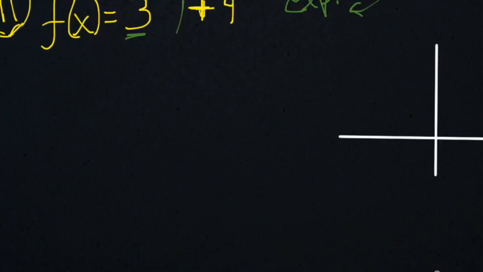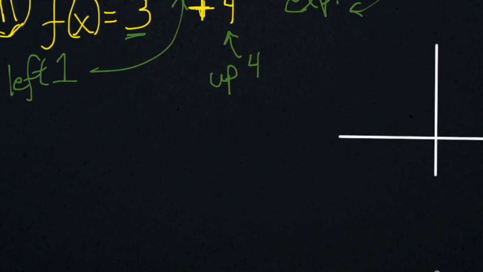Okay, so let's look at our transformations. Inside the exponent, I also have a +1. Anything inside with the x is a left-right. We do the opposite of the sign, so we're going to go left 1. On the outside, we have a +4, so we're going to go up 4. So I'm going to go up 4 on my graph and left 1. That's kind of my starting point, sort of.